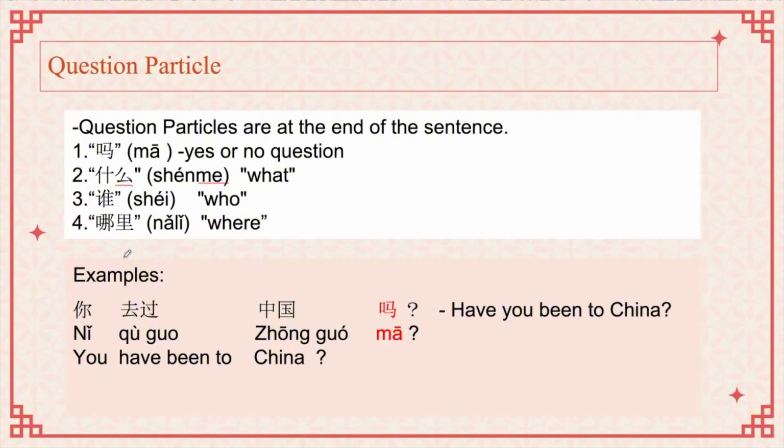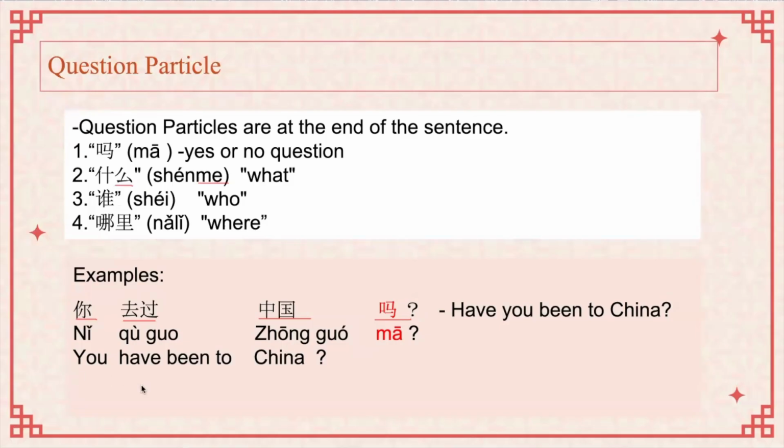Have you been to China? We say, 你去过中国吗？ Ma is put at the end of the sentence. It is used as a question particle to check whether you have been to China or not.